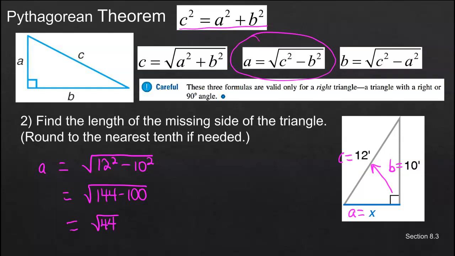When we take the square root of 44, we get 6.63, which is about 6.6 feet. It says round to the nearest tenth if needed. And so that is our shortest leg, right? The side of the triangle, a leg of the triangle. And it's important that you understand which ones are legs and which one is the hypotenuse. All right.